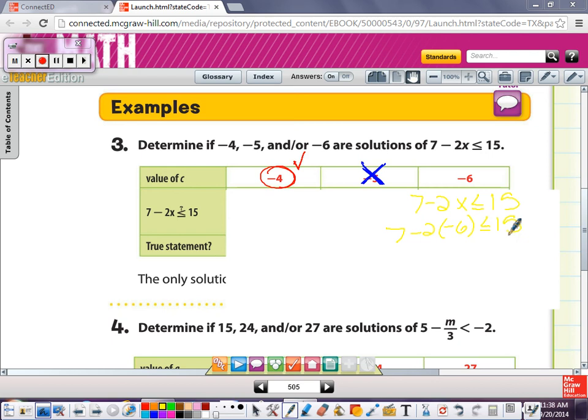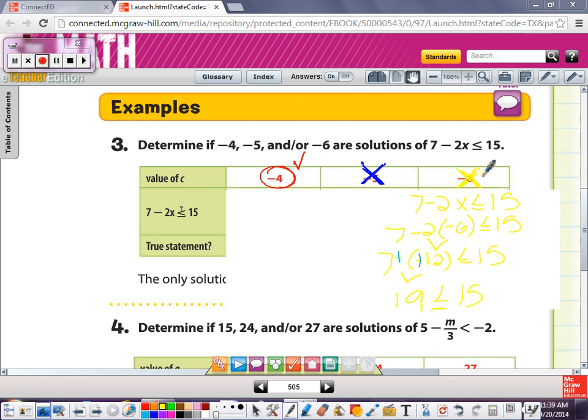I'll follow the order of operations once more. Multiplication will come first. 2 times negative 6 is negative 12. I will apply again the additive inverse, subtraction. This becomes positive. Continue with my addition. 7 plus 12 is 19. 19 is not less than 15, nor is it equal to, so negative 6 is not a solution.